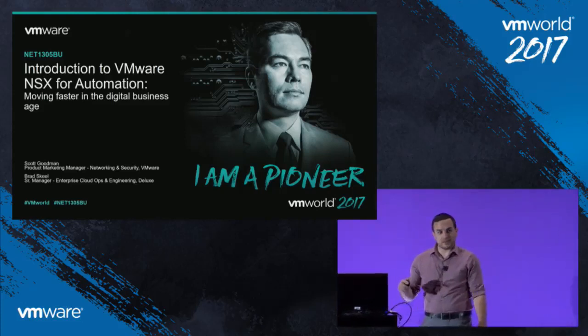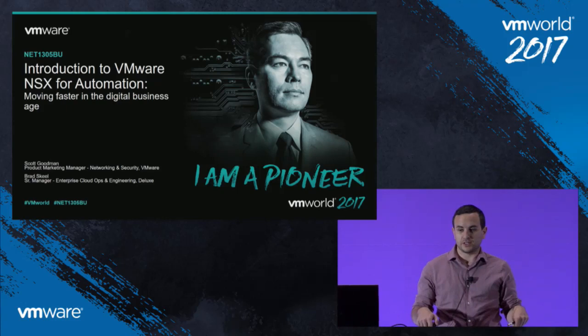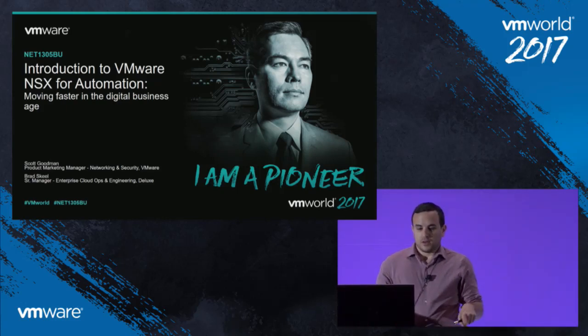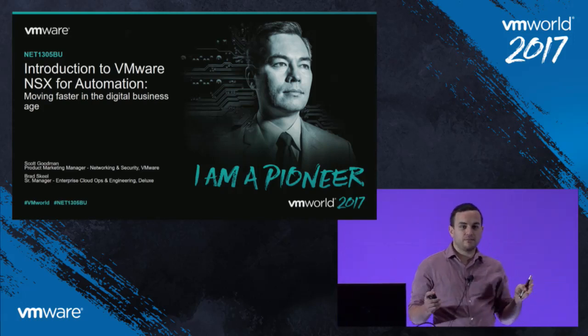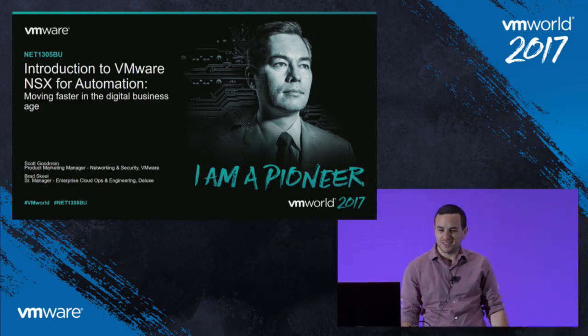Hopefully you are in the right place. This is Introduction to VMware NSX for Automation. That would be NET1305BU. If you're in the right place, great. If you're not, stay anyway. We've got plenty of seats.